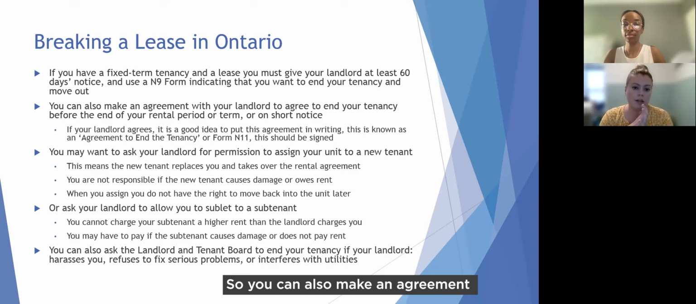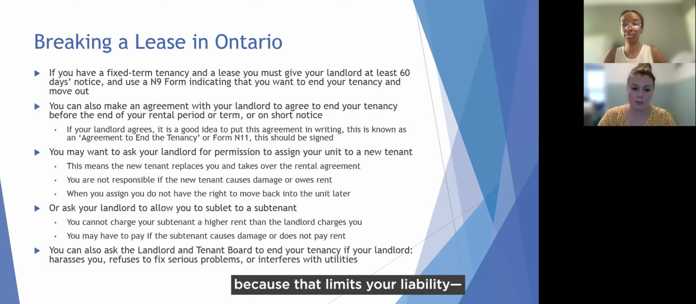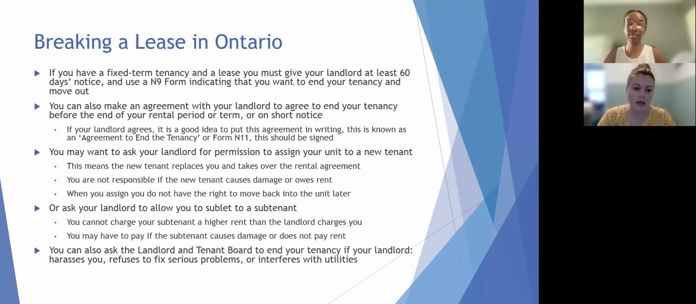So you can also make an agreement with your landlord to end the tenancy early if the landlord agrees, and then you can sign an N11 agreement. We would advise, if there is an agreement to end the tenancy early, that you do sign this N11, because that limits your liability, which is a great legal word, for your responsibility for paying essentially the remainder of your rent. So it ends your obligation to pay rent, basically.